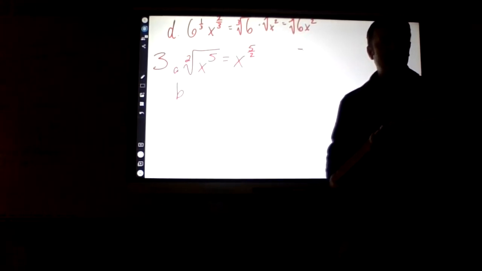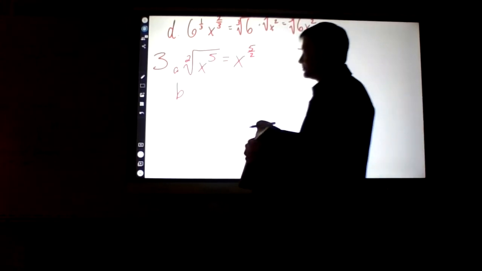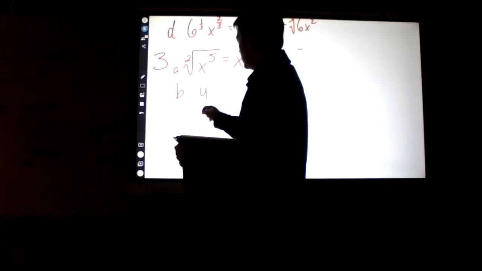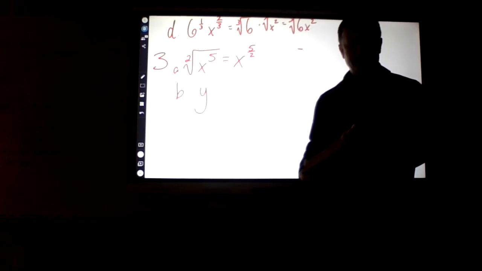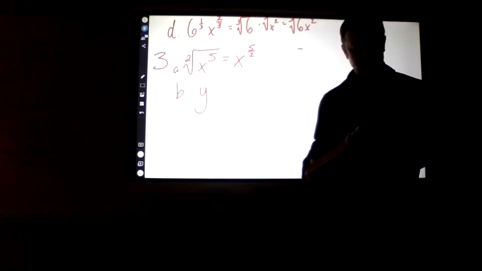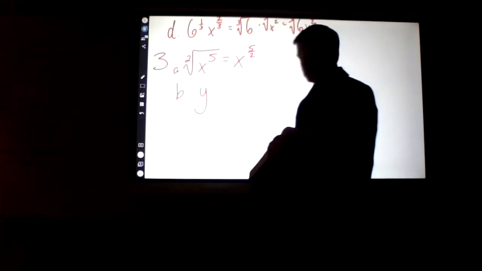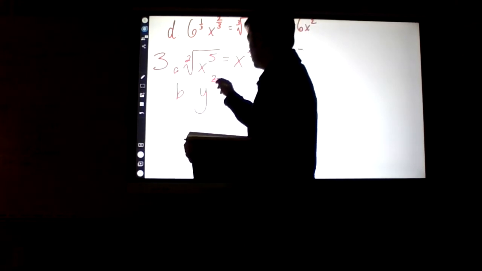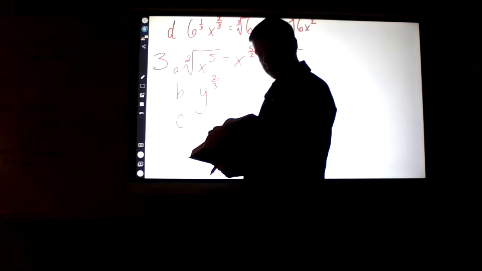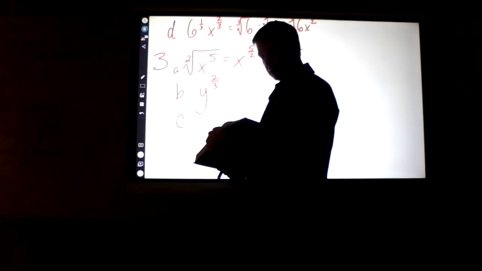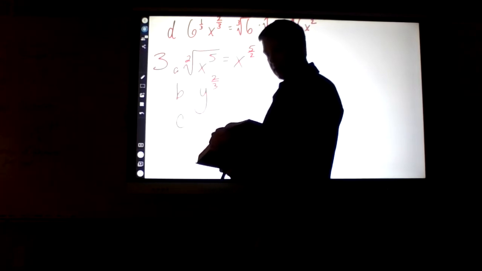So maybe we'll just go around the horn, shall we? Brady, how about B? Y to the what? He doesn't know. Y to the 2/3. Correct. Good job. C, this one looks a little bit trickier.